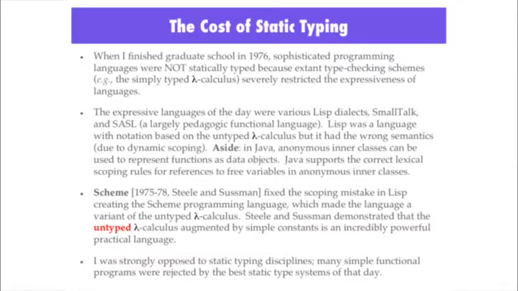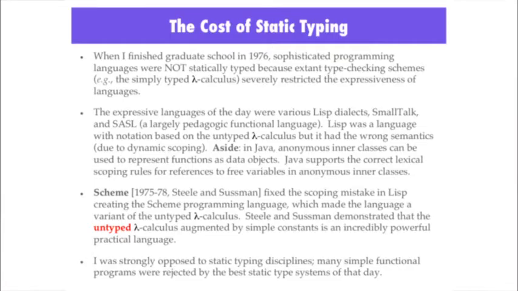At any rate, the semantics was wrong, and it wasn't fixed until the time frame of 1975 to 78, when Sussman and Steele at MIT came up with a revised dialect of Lisp that used the correct scoping rules and called it Scheme. Now that fed back into Lisp, and if you look at modern Common Lisps, it's an option, you can get the same correct scoping rules as Scheme has. Sussman and Steele demonstrated this language is based on the untyped lambda calculus.